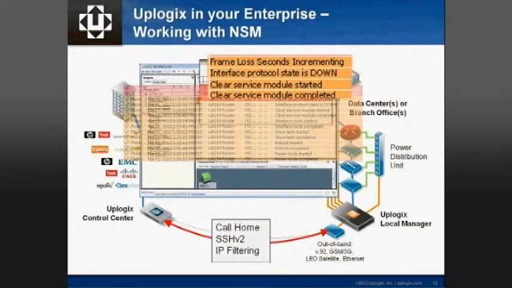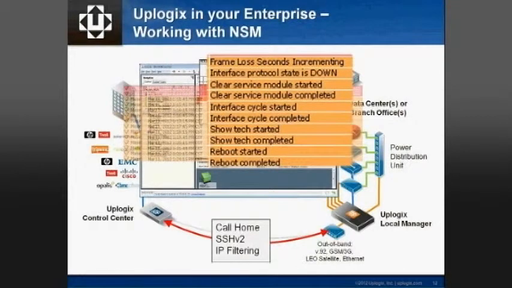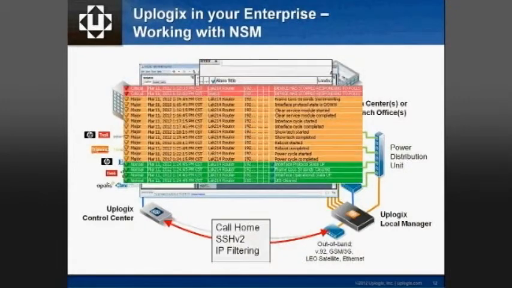And the next thing you start seeing are the automated actions that the Uplogix is starting to take. The clear service module starting and completed, the interface cycle, the show tech, the reboot, and the power cycle commands are all backfilled as they occur into the graphical interface of CA Spectrum to let you know what the remote is doing, as well as to see the up-to-the-minute state of the network. And in this case, after that power cycle, the in-band SNMP queries start to complete, and those systems go green again, and we're back to business as usual.